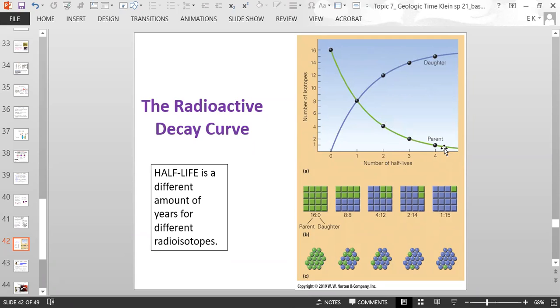Okay, so that is the radioactive decay curve. Now, the actual number of years involved with these half-lives changes depending on what isotope you're talking about. So uranium-238 and carbon-14 are going to have different half-life years, like the amount of years that is a half-life.